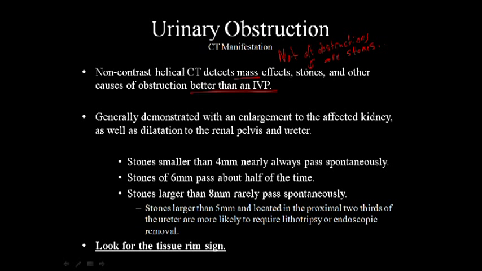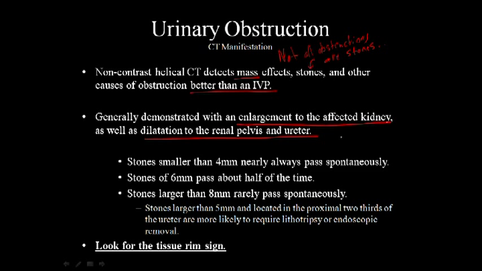And so we see in non-contrast helical CT other causes of obstructions. Generally, it's demonstrated with an enlargement to the affected kidney, as well as dilatation to the renal pelvis and ureter. So you're going to have the kidney get enlarged, and the renal pelvis and ureter kind of ballooning out too. So that's something to look for.